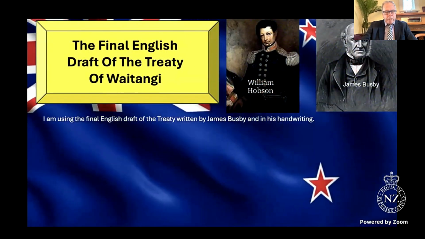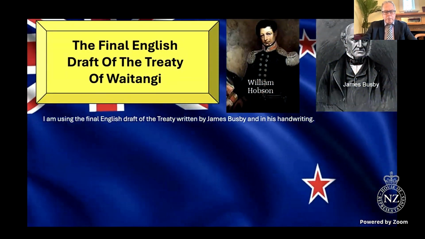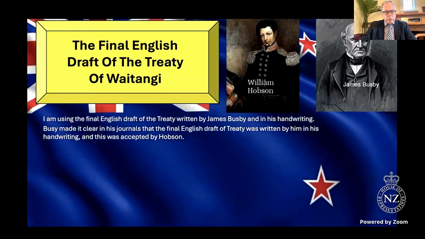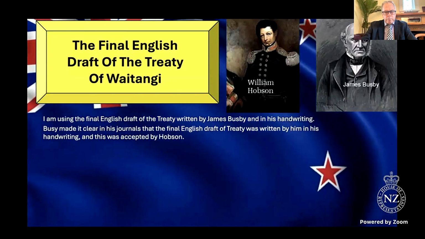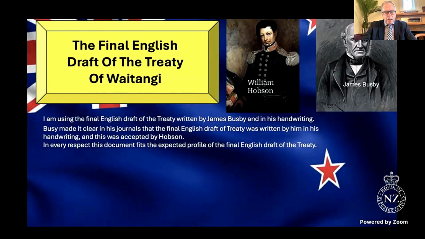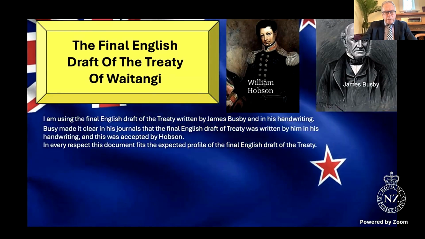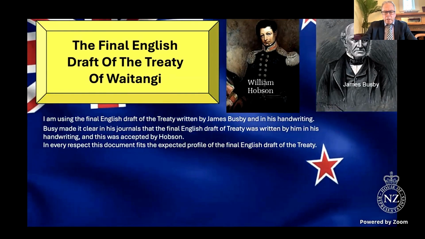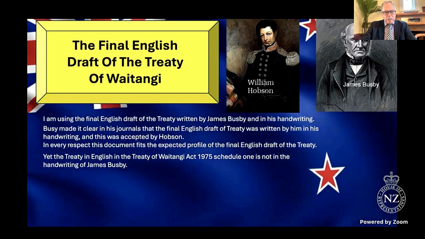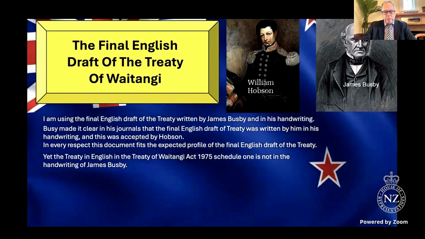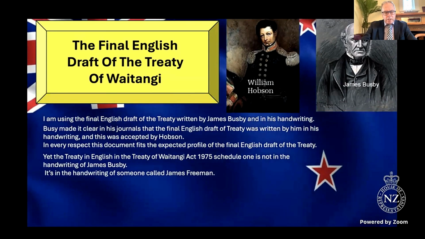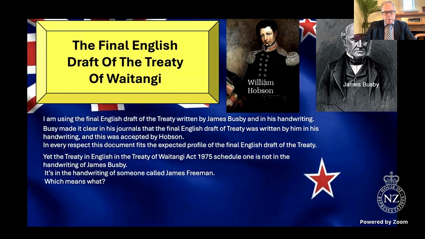I'm using the final English draft of the treaty written by James Busby and in his handwriting. Busby made it clear in his journals that the final English draft of the treaty was written by him in his handwriting, and this was accepted by Hobson. In every respect, this document fits the expected profile of the final English draft of the Treaty of Waitangi. Yet the Treaty of Waitangi in the Treaty of Waitangi Act 1975 Schedule 1 is not in the handwriting of James Busby. It's in the handwriting of someone called James Freeman, which means what?